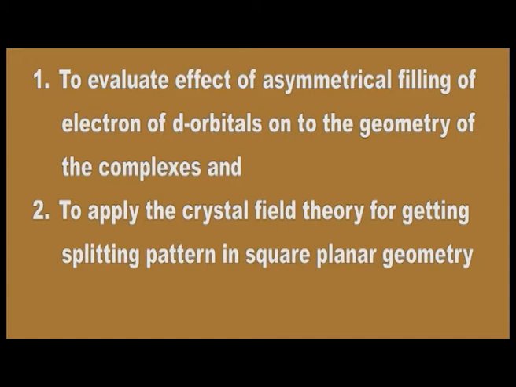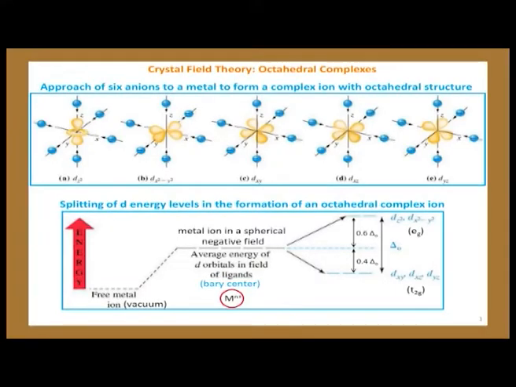and also you will be able to apply the crystal field theory for getting the splitting pattern in square planar geometry. When ligands approach the metal from 6 directions, they repel the d orbitals of the central metal ion. Consequently, the d orbitals split into two sets of orbitals, t2g and eg. The t2g orbitals are formed by dxy, dyz and dzx orbitals, while the eg orbitals are formed by dx²-y² and dz² orbitals.